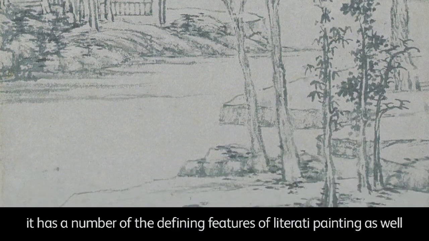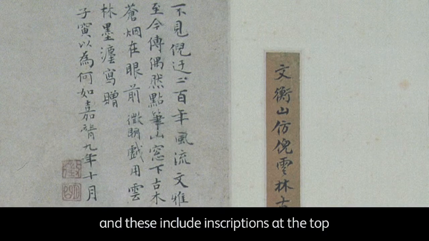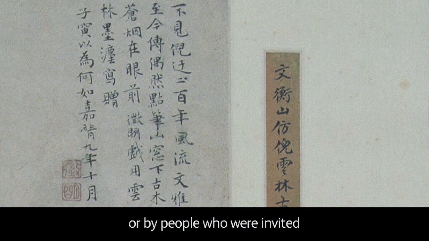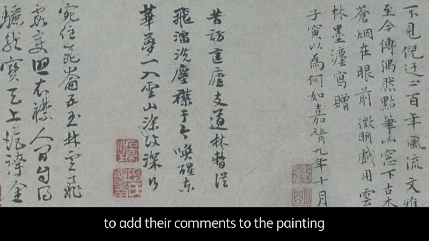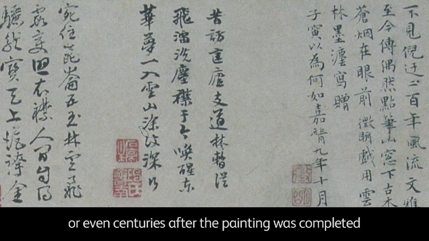It has a number of the defining features of literati painting as well, and these include inscriptions at the top, which we call colophons. These could be added by later collectors or owners of the painting, or by people who were invited to add their comments to the painting. These could happen years or even centuries after the painting was completed.